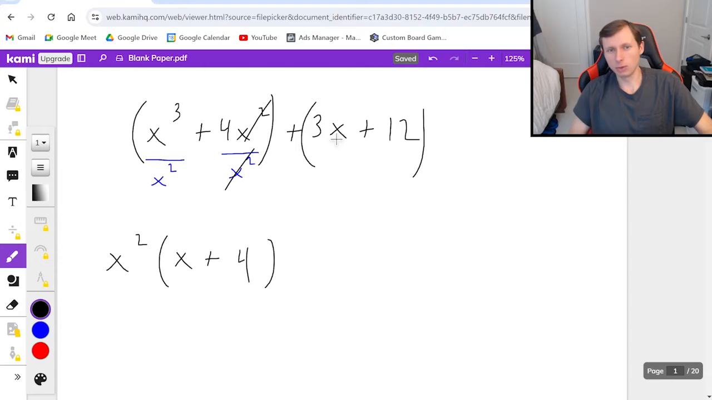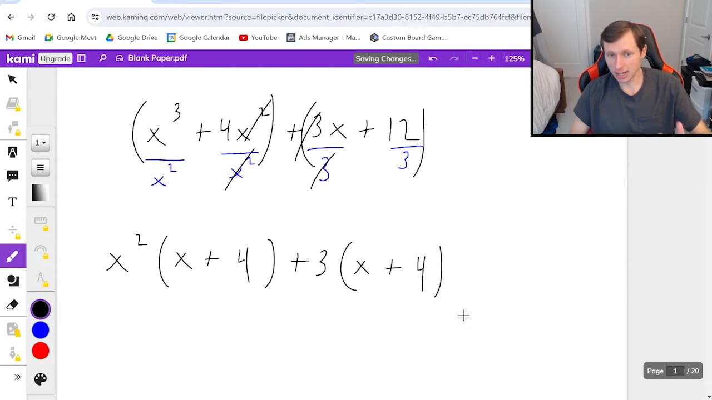Now for the second one, what do 3x and 12 have in common? Well, they're both divisible by 3. So then plus 3, and what goes in the parentheses is I have to divide both of these things by 3. 3x over 3, the 3's cancel, I'm left with x, and 12 over 3 is just 4. And so this is the second to last step.